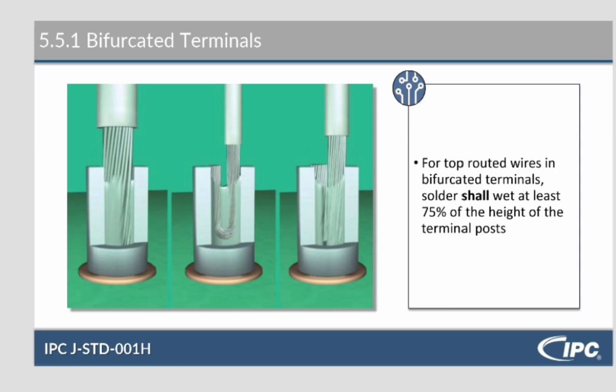For top routed wires in bifurcated terminals, solder shall wet at least 75% of the height of the terminal post. I would say that the ones all the way to the right and all the way to the left are at least 75%, maybe 80, maybe even a little bit more. The one in the center, that is barely 75%. You see it's a little bit lower. That's hitting that edge of 75%.